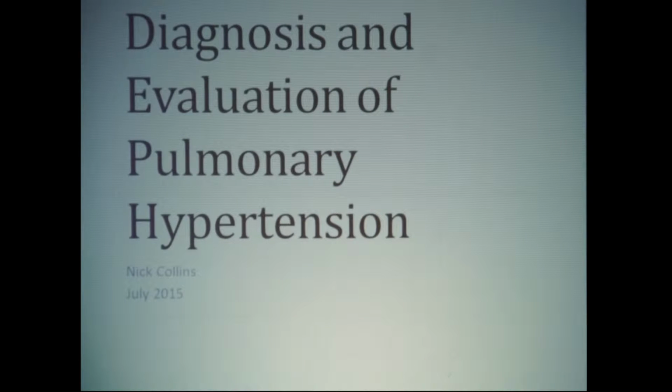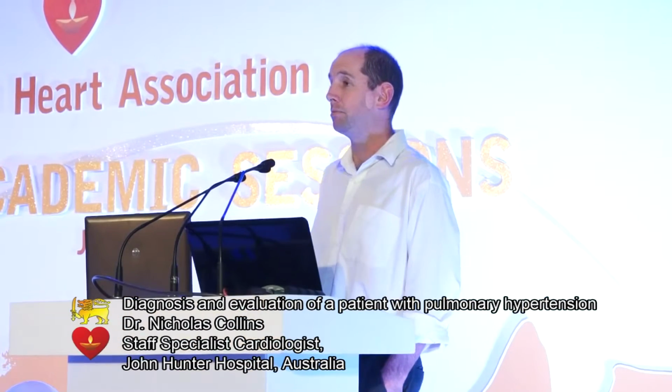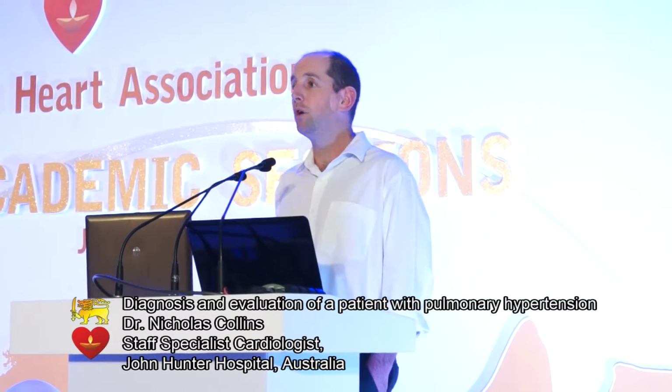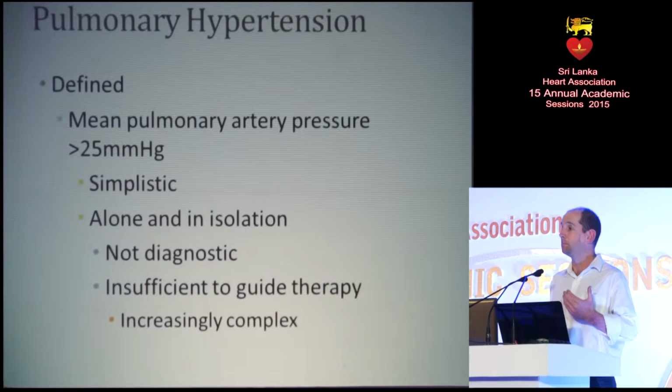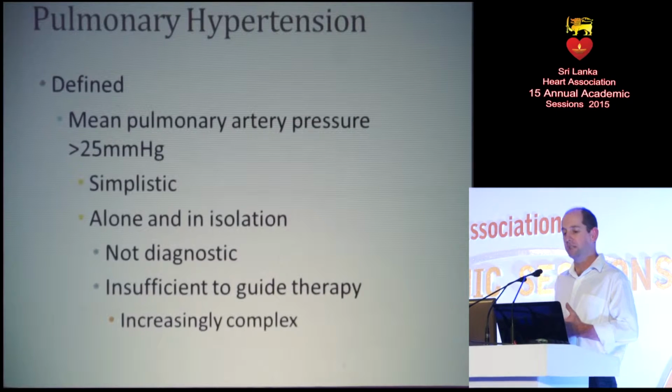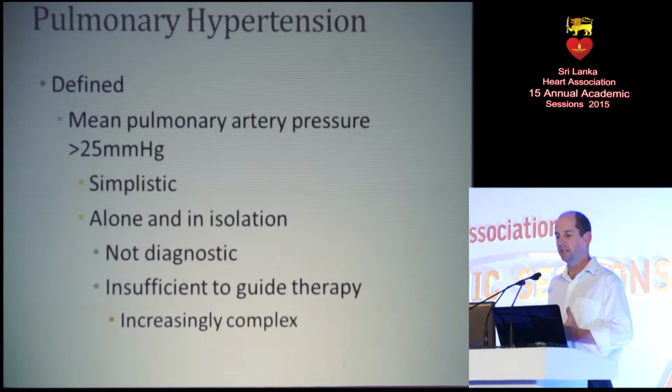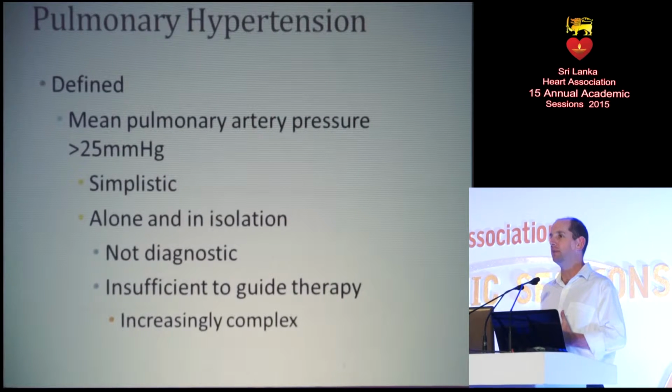I've been asked to talk about the diagnosis and evaluation of pulmonary hypertension. Many people in this audience would be familiar with the definition of pulmonary hypertension, that being a mean pulmonary artery pressure of greater than 25 millimetres of mercury. But hopefully by the end of the presentation, you'll join me in the understanding that this is quite a simplistic definition of pulmonary hypertension, and in isolation is really insufficient to diagnose the nature of pulmonary hypertension as well as to guide therapy.